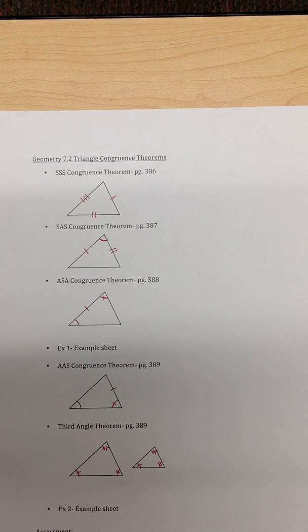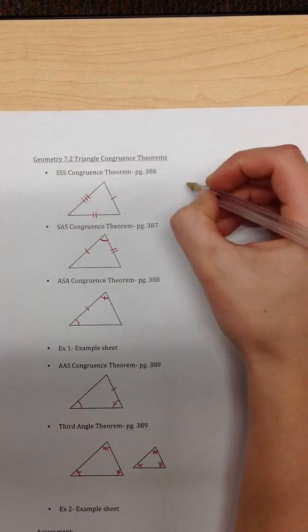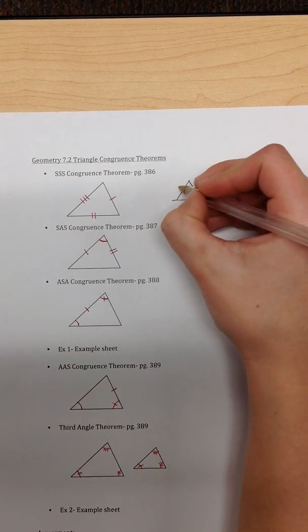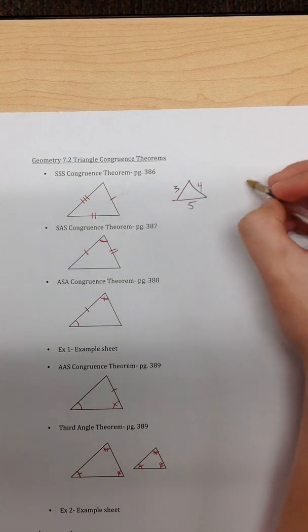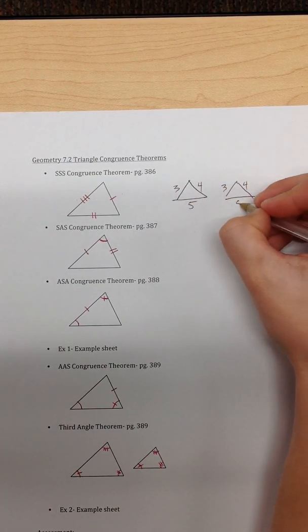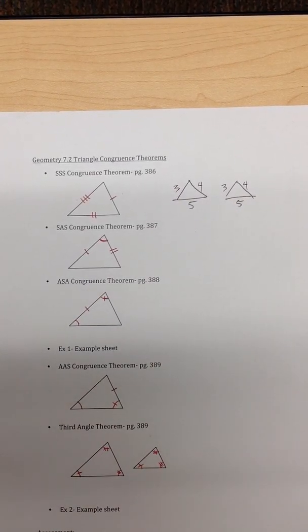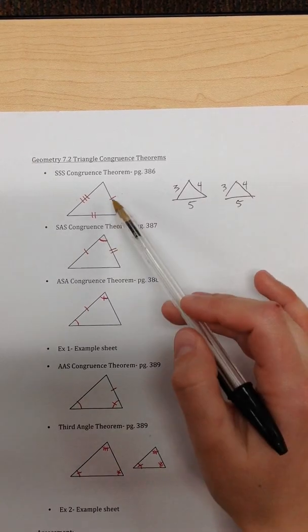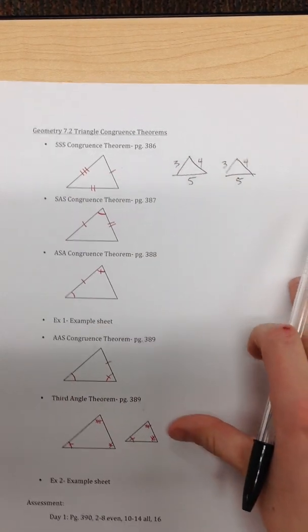So it's basically saying if you've got two triangles and all three sides match up, so say you had a triangle that was 3, 4, 5, and then you had another triangle that was also 3, 4, and 5, then no matter what, those two triangles would end up being congruent to each other. Okay, so if you know all three sides are the same, then your triangles are congruent.